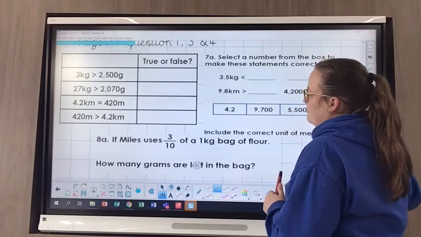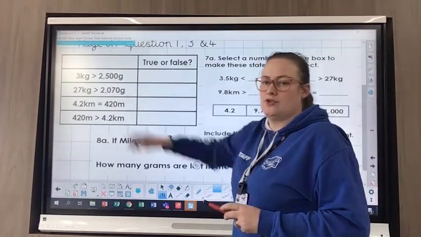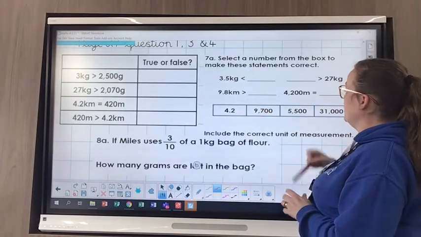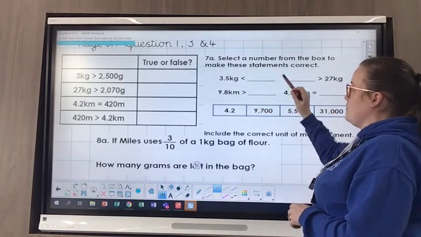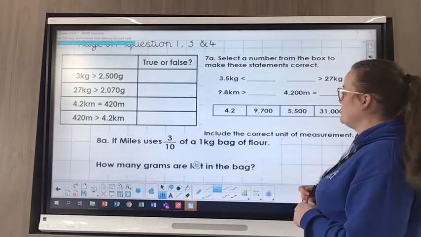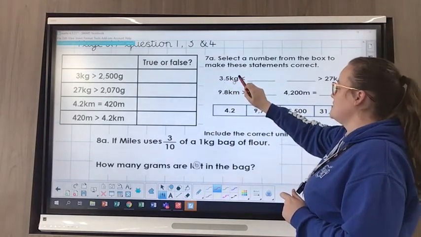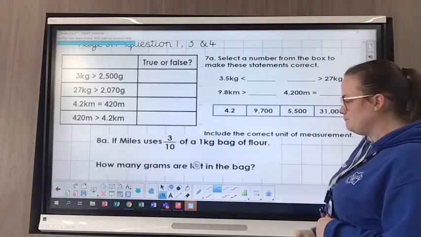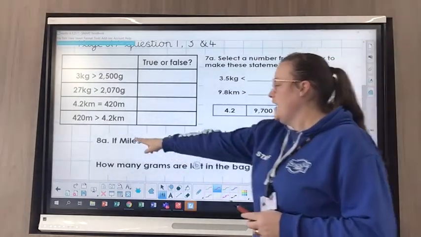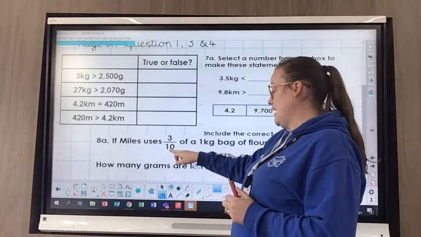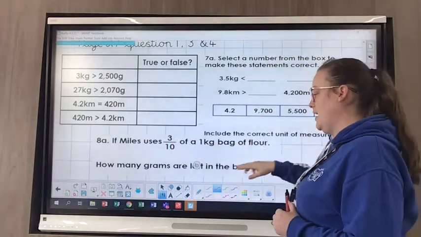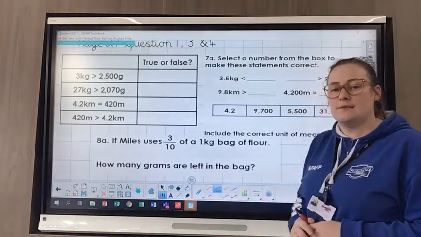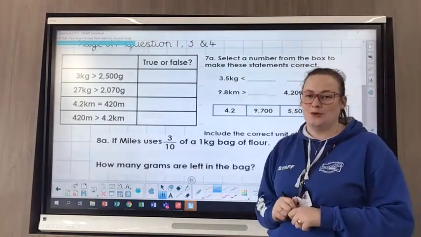I have a true and false table. So are these true or false facts? Can you insert the numbers from these boxes to make these statements correct. So 3.5 kilograms is less than something. You've got to choose one. And then finally, if Miles uses 3/10 of a kilogram bag of flour, how many grams are left in the bag? So that's a similar question to the one we've just done.